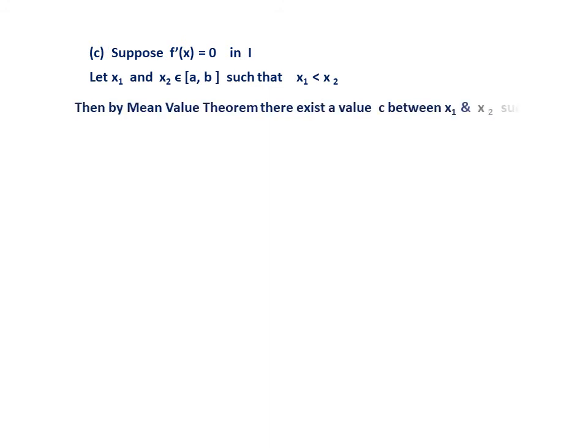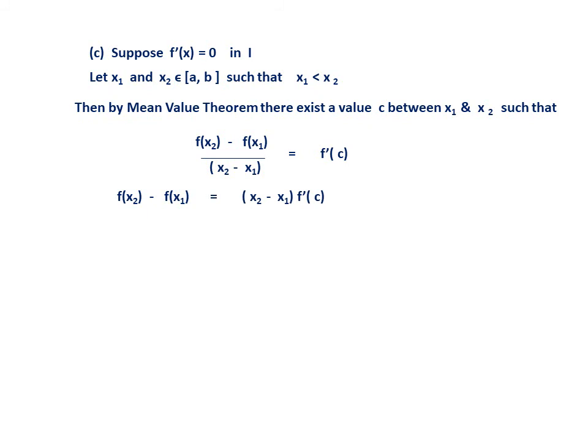Third one, suppose f dash x is 0 for all values in I, then what happens? Let us take x1 and x2 belonging to AB such that x1 is less than x2. Now by mean value theorem, there exists a point C between x1 and x2 such that, this is the condition, f of x2 minus f of x1 divided by x2 minus x1 equal to f dash C. But now this will be equal to x2 minus x1 into f dash C.